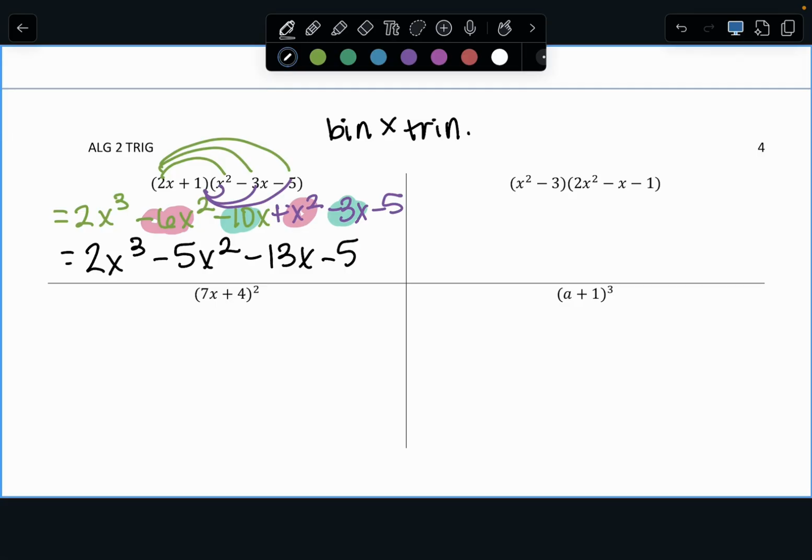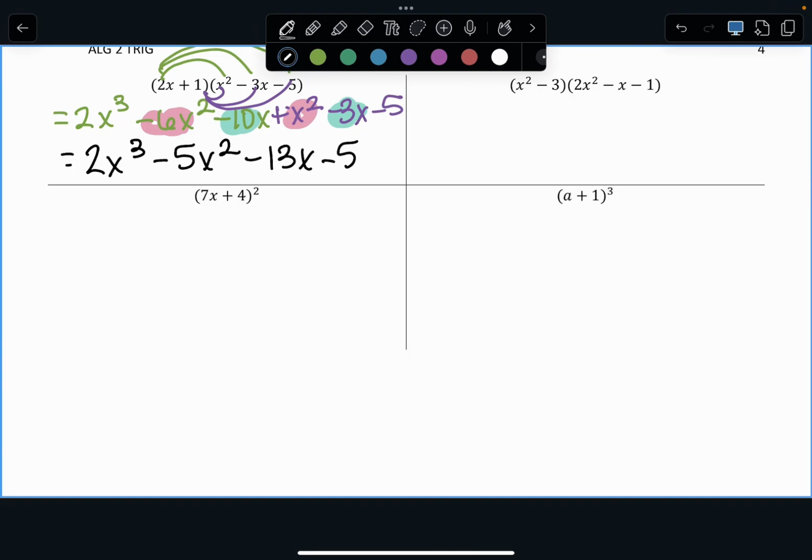Questions on that one? We're going to do this one together. These two you'll do on your own, and then we'll have time for homework. So this next one, a plus 1 cubed. Can I just say, okay, this is a cubed plus 1 cubed? No. We cannot distribute exponents like that. Instead, we have to think of this as a plus 1 times itself 3 times. So we think of it like this. A plus 1 times a plus 1 times a plus 1.